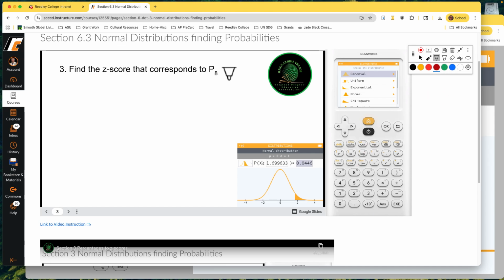Now, sometimes they'll ask this as find the z-score that corresponds to P8. Does anyone have an idea what P8 means? I haven't told you, so it's okay to guess. What might that mean? Good, a percentage, and actually percentile. So a percentile is what?